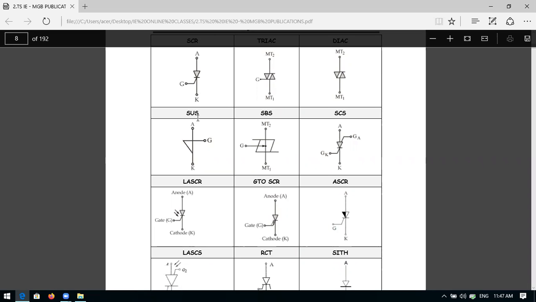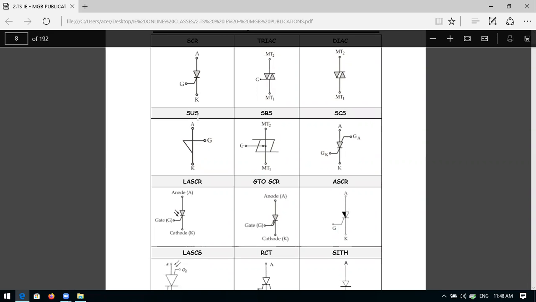So next we have a SCS. SCS is a silicon control switch. How many terminals is it? 4-terminal device. Remember this. SCS is a 4-terminal device. So what is extra here? Gate at anode and gate at cathode. There are 2 gates. So gate terminals are 2, anode gate as well as cathode gate. So it is a 4-terminal device control switch.